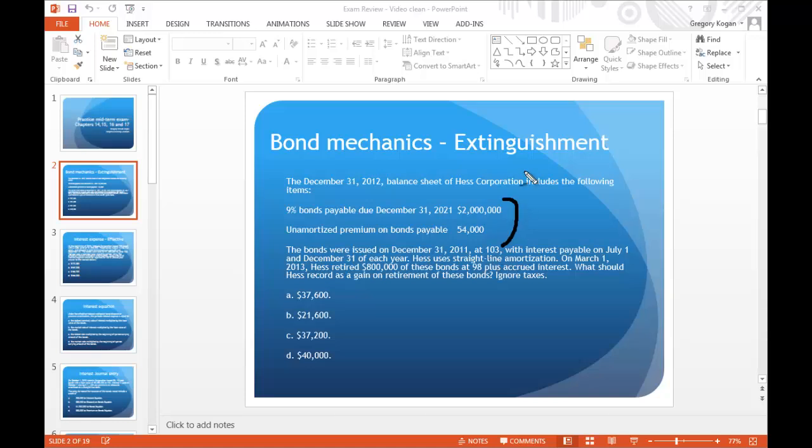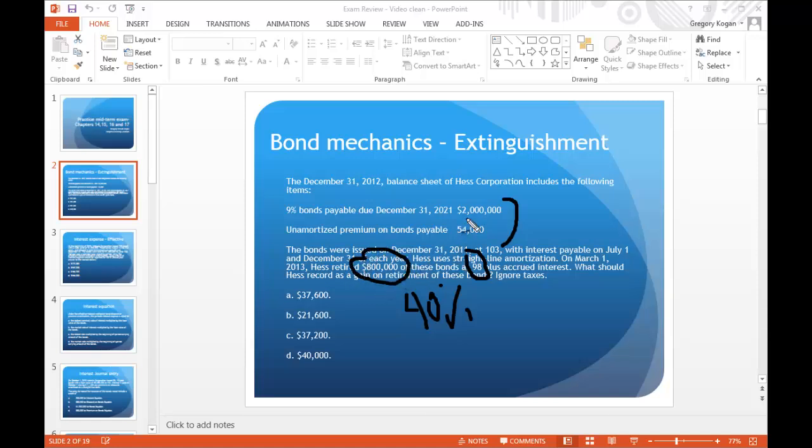I'm sorry, that's how much it was issued for. And we're buying back 40% of the bonds, which is the 800,000, and we're buying them back at 98. So how much we paid for it is 800 times 0.98.